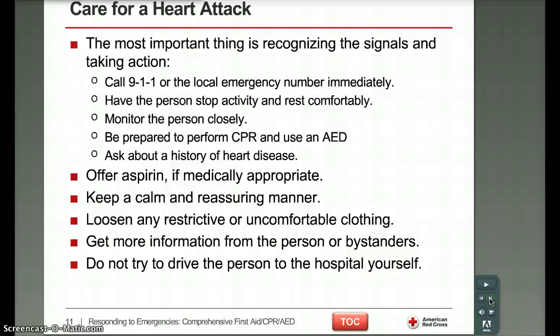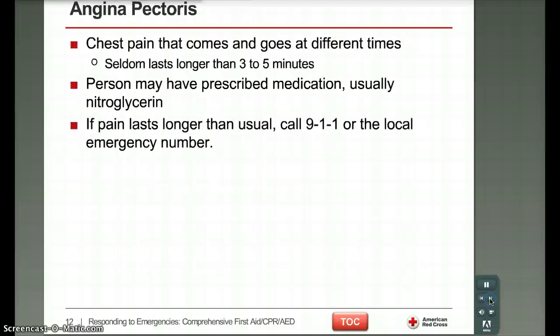Do not attempt to drive the person to the hospital yourself. You want to call 911. The reason why that is because if they do go into cardiac arrest and you're transporting that person in a car, it's very difficult for you to perform the necessary skills such as CPR and to properly use an AED.